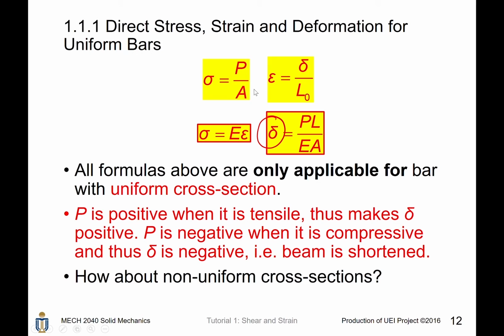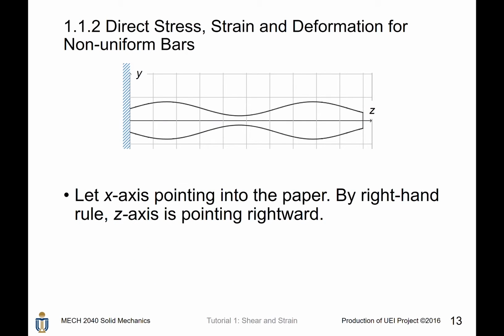So how about non-uniform cross-sections? So we know in this world we are not always dealing with wonderful conditions. We need to deal with some real situations. Let's see this beautiful curve. So let x-axis pointing into the paper. By the right-hand rule, still remember that when we construct the 3D space coordinate system, we use the right-hand rule. So x is pointing into the paper, y is pointing upward. Then the z-axis will be pointing rightward, right?